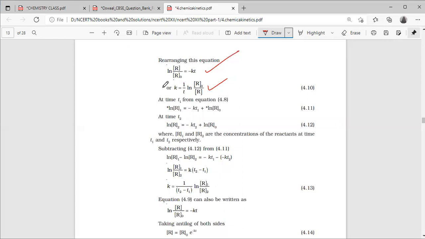This is one of the formulas: k equal to 1 by t ln R naught by R. See, natural logarithm is ln and normal logarithm is log. What is the relation between these two? ln equals 2.303 into log, where log is base 10 and ln is log base e. Do you know this? If you want to convert natural logarithm into normal logarithm, you have to multiply with 2.303.